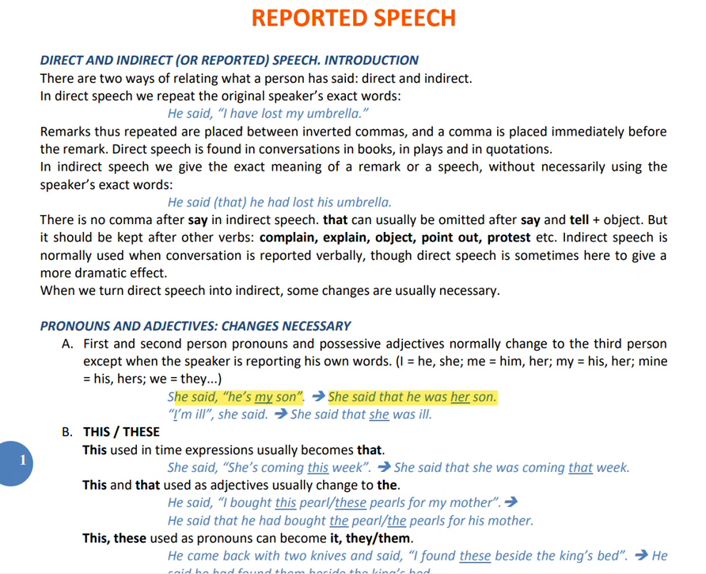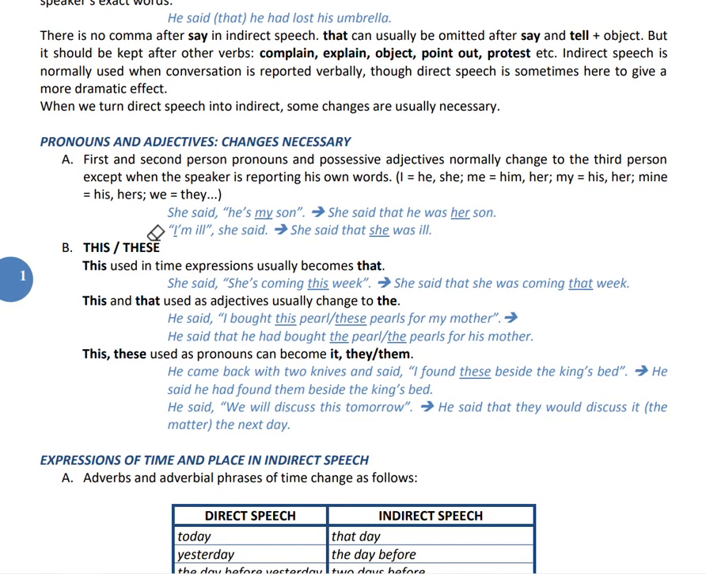And now, in here, "I'm ill." She said, "I'm ill." So that's direct speech, and in indirect speech it is said as she said that she was ill, right? "I'm ill," she said. So that's direct speech, and she said that she was ill. So I hope you got it. Great.